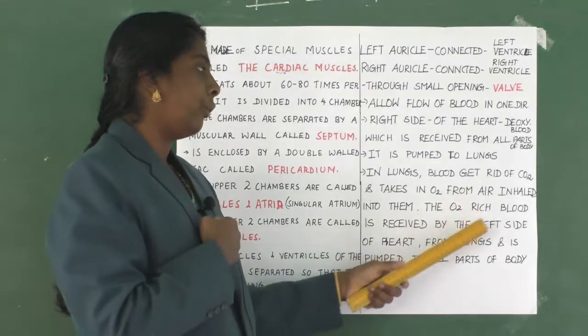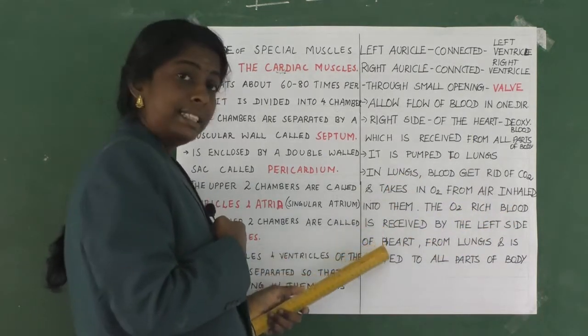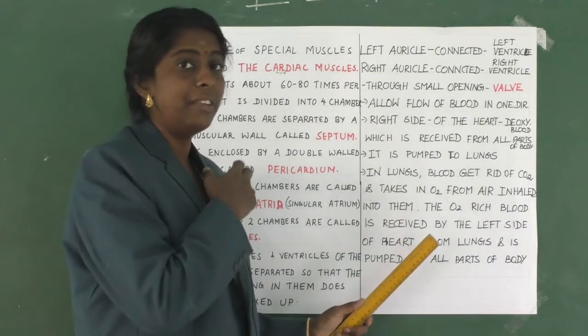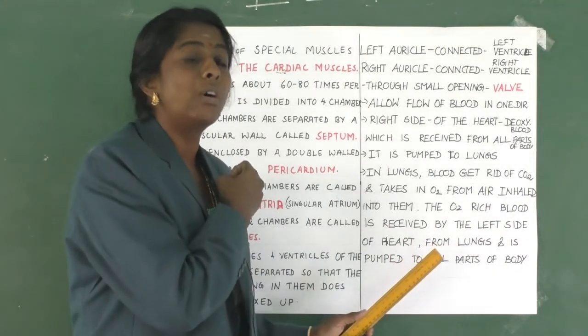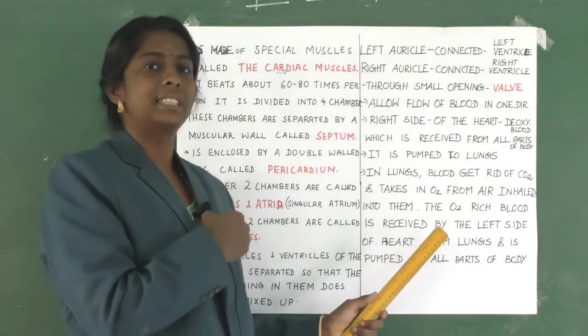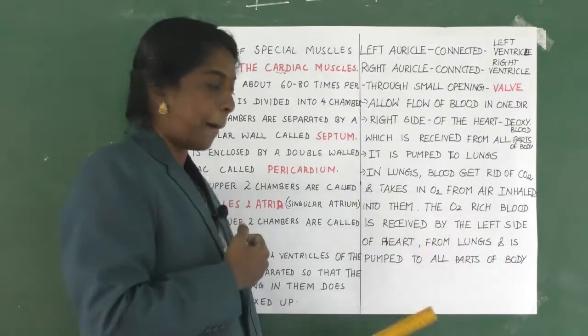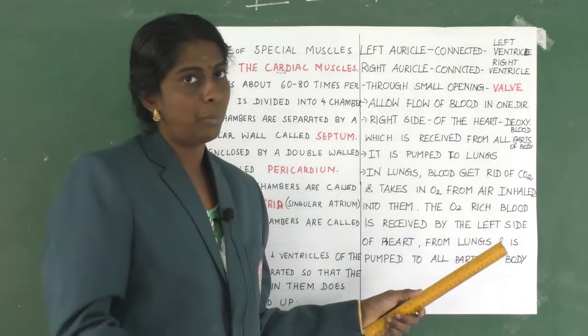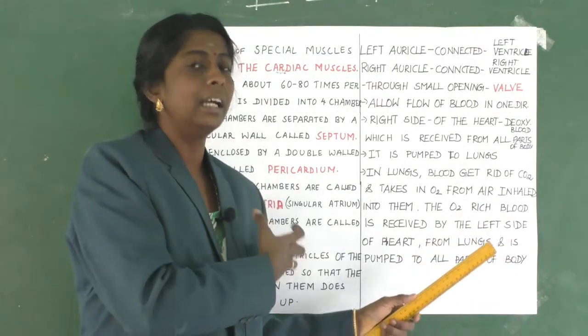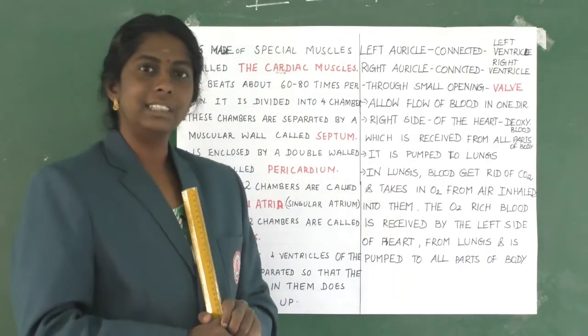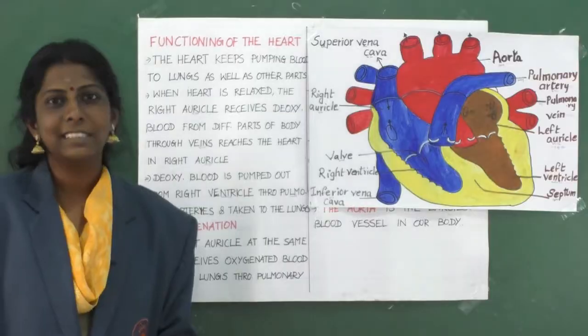The oxygen rich blood is received by the left side of the heart. So the left side receives the oxygenated blood, and that is pumped to all parts of the body. This oxygen rich blood is pumped to all parts of the body. Clear, children?